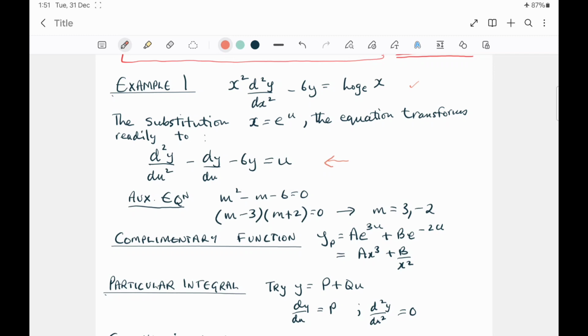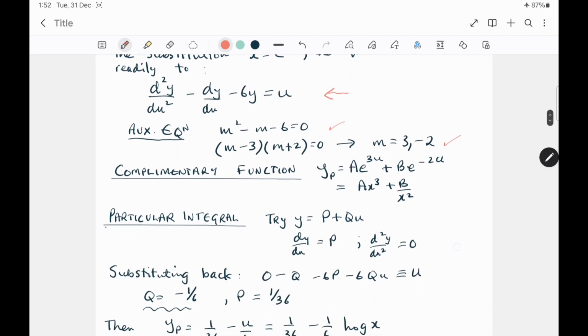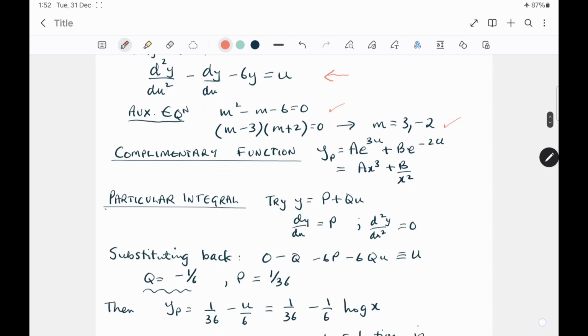And I've just used the standard method of solving these, which first of all is to find the auxiliary equation, which is m squared minus m minus 6 equals 0. Factorize that. m minus 3 times m plus 2 is 0, giving m equals 3 or minus 2. And so the complementary function will be y c equals a e to the 3u plus b e to the minus 2u. And substituting back to the old variable, that becomes a x cubed plus b over x squared. So that deals with the complementary function.